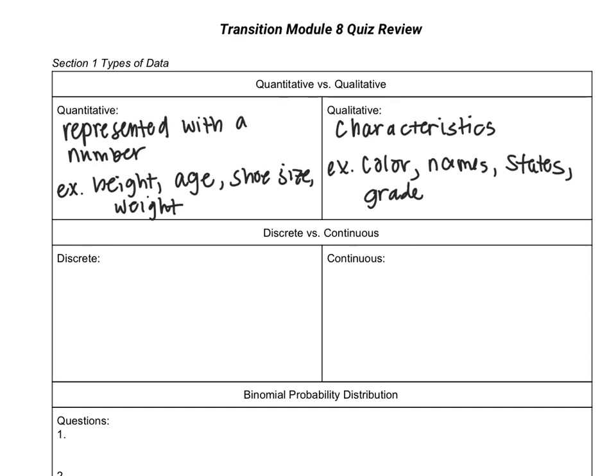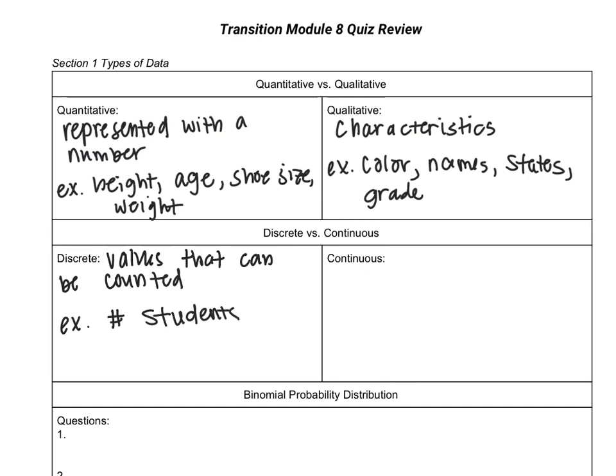Next, we have discrete versus continuous. Discrete and continuous is specific to quantitative data. So something can only be discrete or continuous if it's specifically something that's a number. Discrete is values that can be counted. Okay, so for example, the number of students in class, that's something you count.